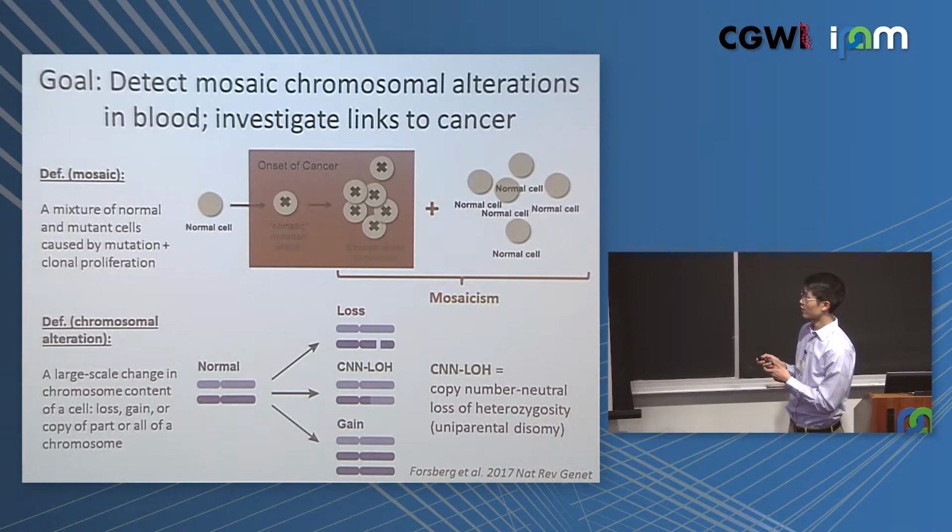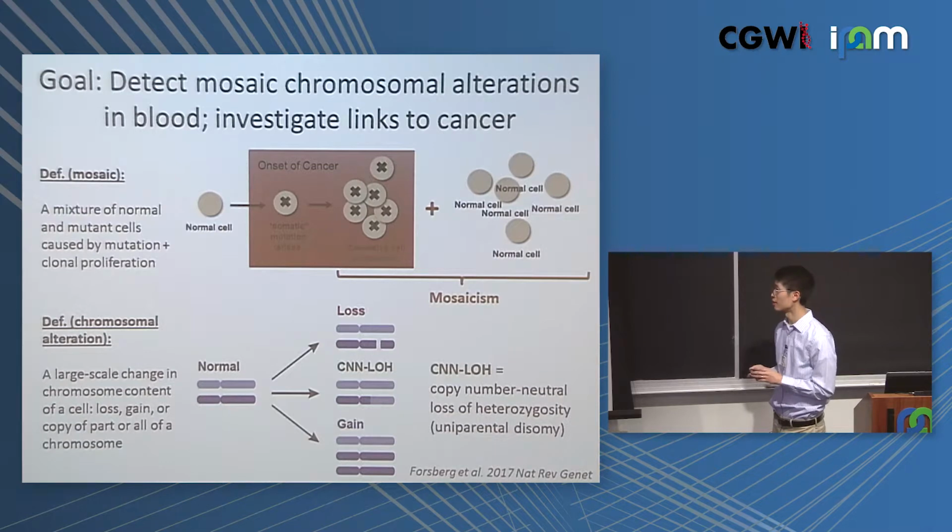First, I'll define mosaic. For the purposes of this talk, what we mean by mosaic is just any mixture of normal and mutant cells that's caused by mutation followed by clonal expansion. And so you're probably used to thinking of your cells as all having the same DNA that you get from your mother and your father. But of course, during the course of your life, different cells can wind up with different somatic mutations in them. It might be caused by DNA damage.